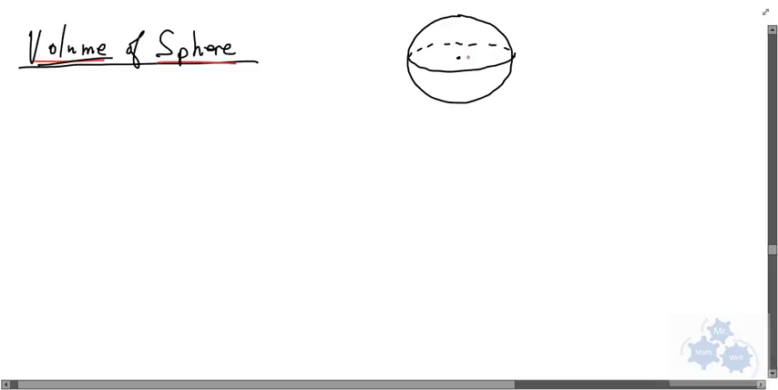Three-dimensional circle. Really, it's all the points that are equidistant from another point. So if this is the center, every point that is a certain distance, we call that the radius, away from the center point in three-dimensional space, all of those points together make up the sphere. So it's like a three-dimensional ball. And the volume is all the space inside of this sphere.